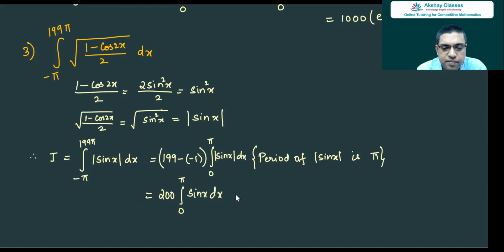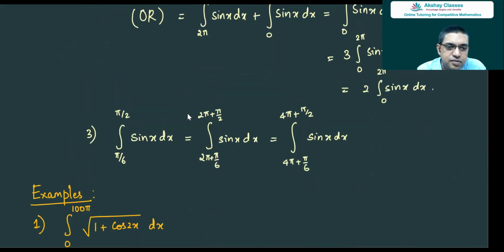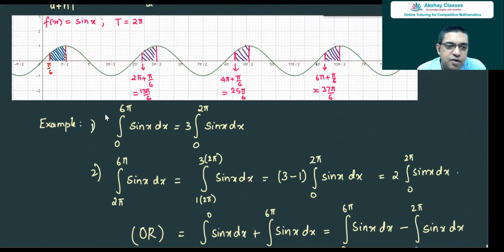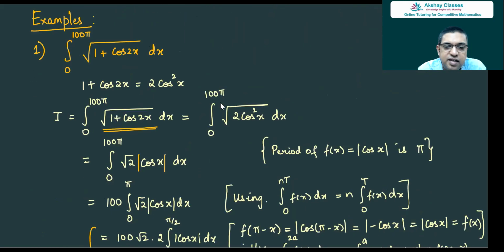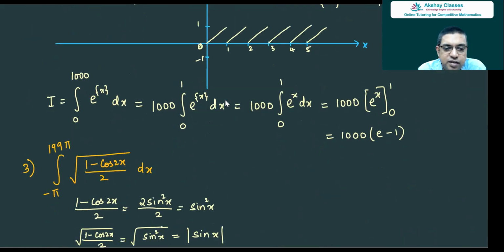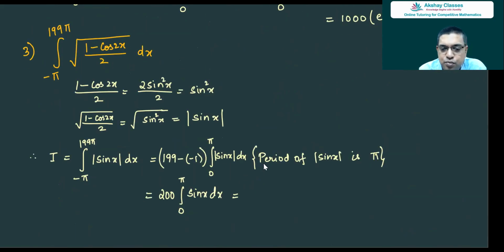From 0 to pi, sine x is positive. Now the sine x curve, let's go up, the sine x curve from 0 to pi is this full half wave. So from 0 to pi by 2, the integral value is 1. So from pi by 2 to pi, it's 1. So the integral value without evaluating, you can directly say it is 2. So we get 400.